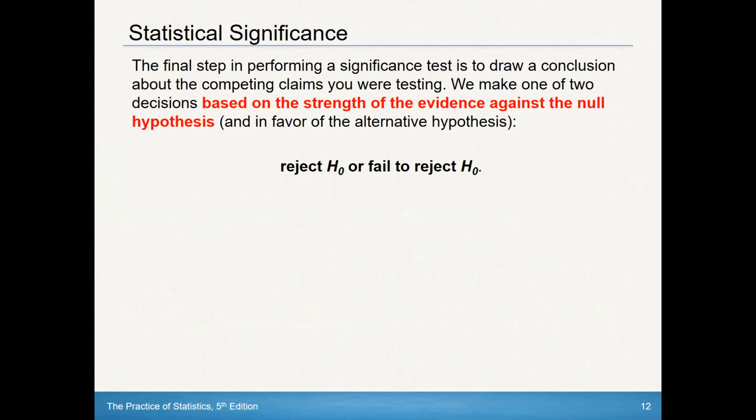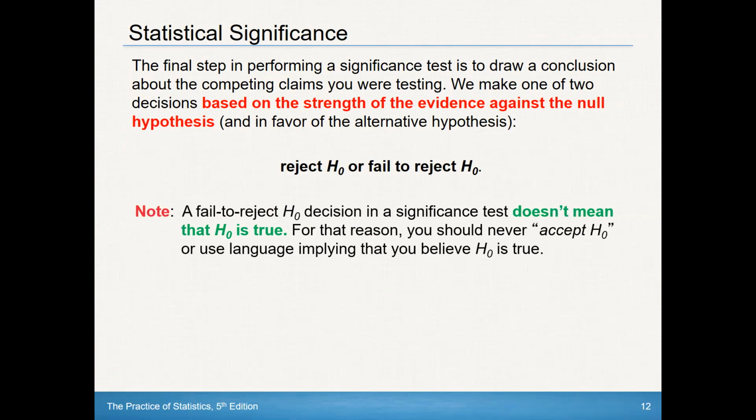And we're going to make one of two decisions based on the strength of the evidence, AKA based on the p-value. So the strength of the evidence against the null hypothesis, and then just parenthetically, in favor of the alternative hypothesis. And those two conclusions that we can make are, we're going to reject the null hypothesis or fail to reject the null hypothesis. Please highlight both of these statements: reject, fail to reject. Those are the two statements that you will consistently make whenever you're working a hypothesis test.